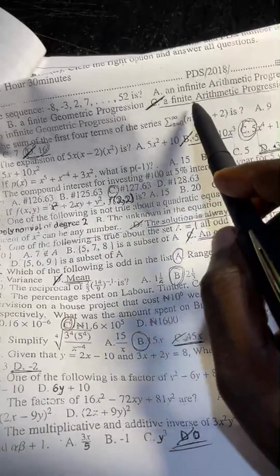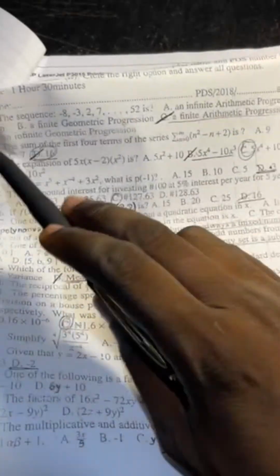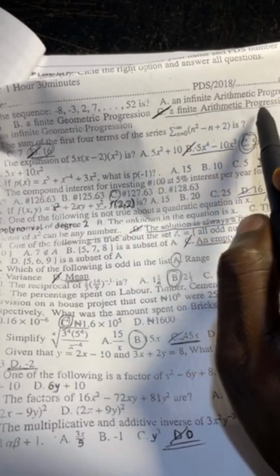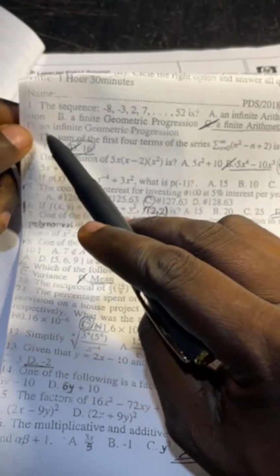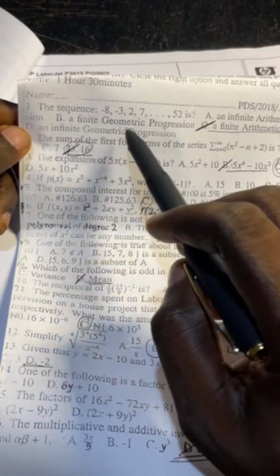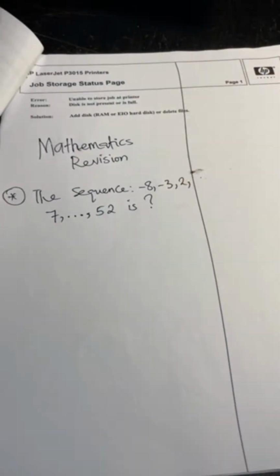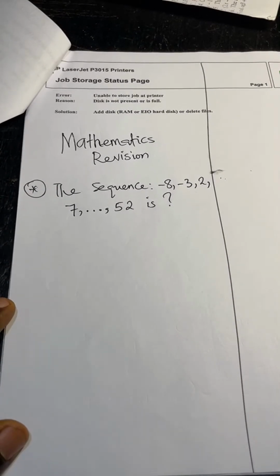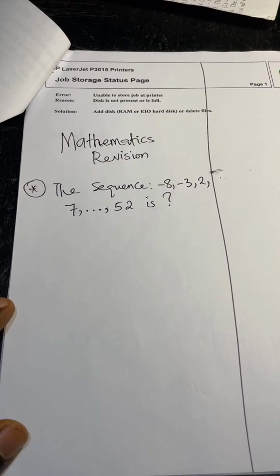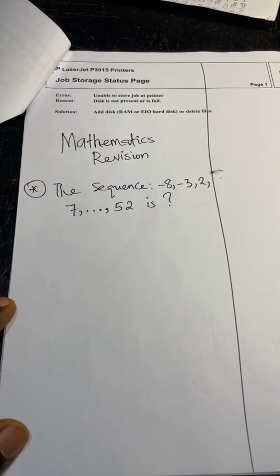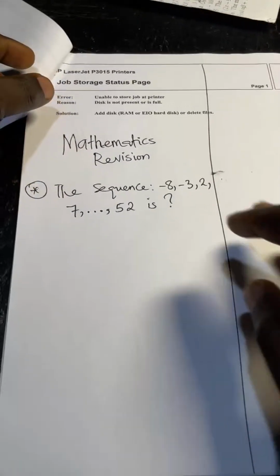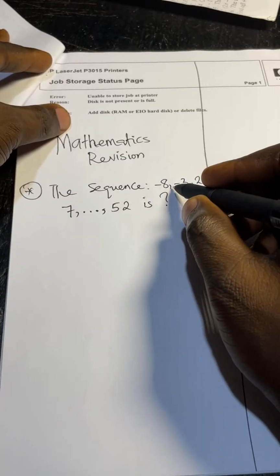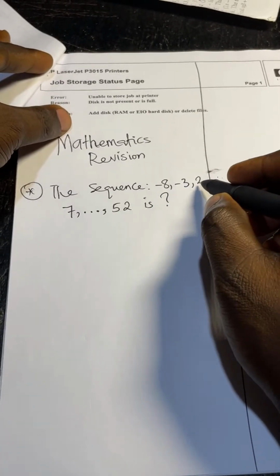An infinite arithmetic progression. B, a finite geometric progression. C, a finite arithmetic progression. And D, an infinite geometric progression. So it's just between AP and GP, and you have to choose whether, if it is AP, it is finite or infinite, and if it is GP, whether it is finite or infinite. That is what the question is all about. And you can see it started from -8, -3, 2, and 7.